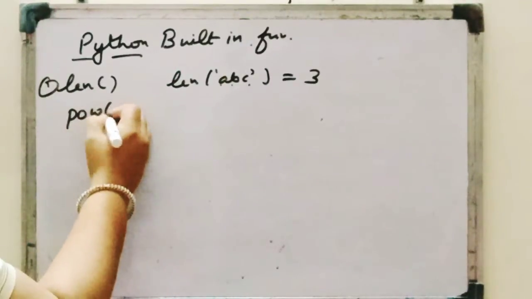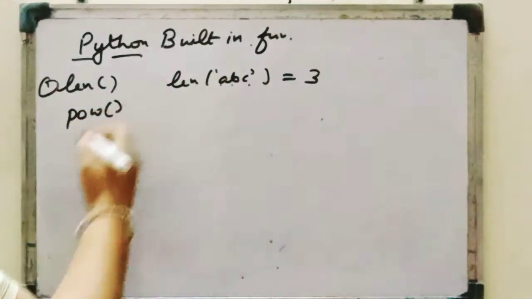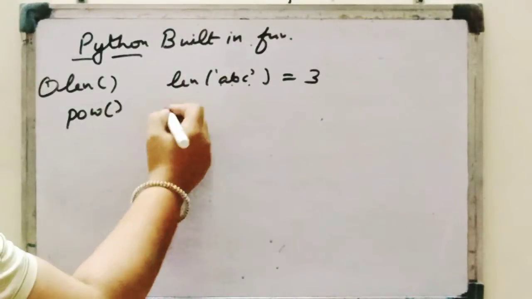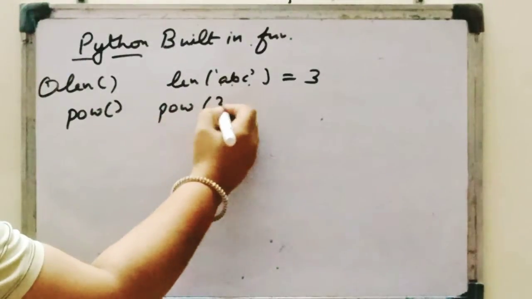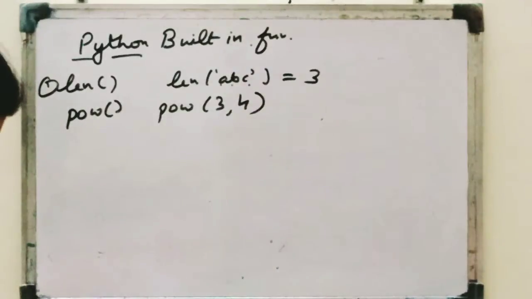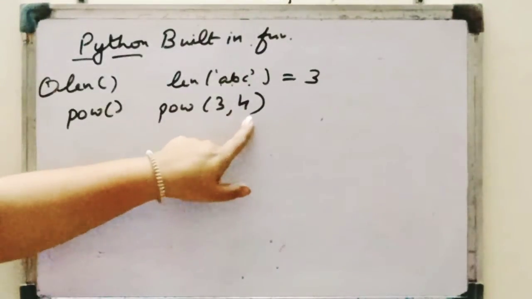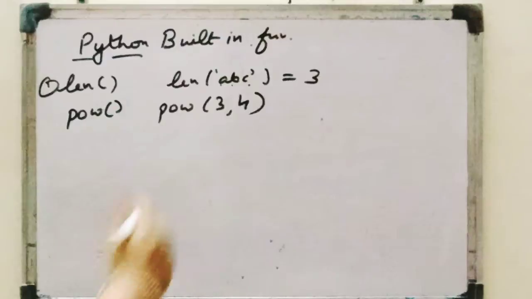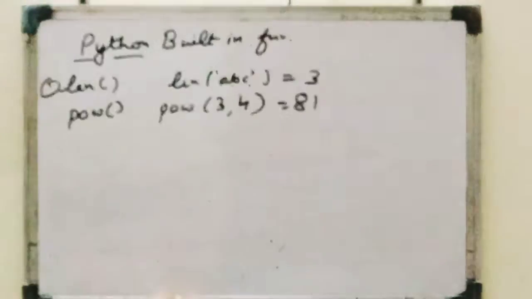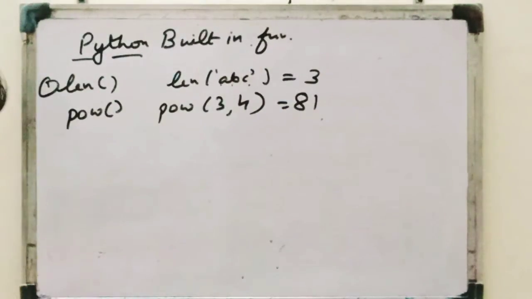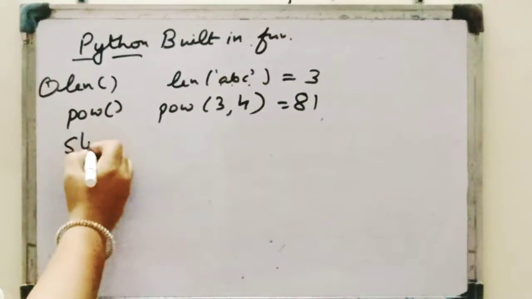Second is pow. So what does power mean? If I write pow of 3 comma 4, it means 3 raised to the power 4, that is 81. So pow is power.